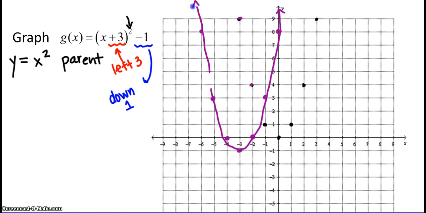Oh boy, that was almost good. So sorry. From the original graph, you can see that it went left 3 and down 1. And that's how you do a combined transformation of a horizontal and vertical translation.